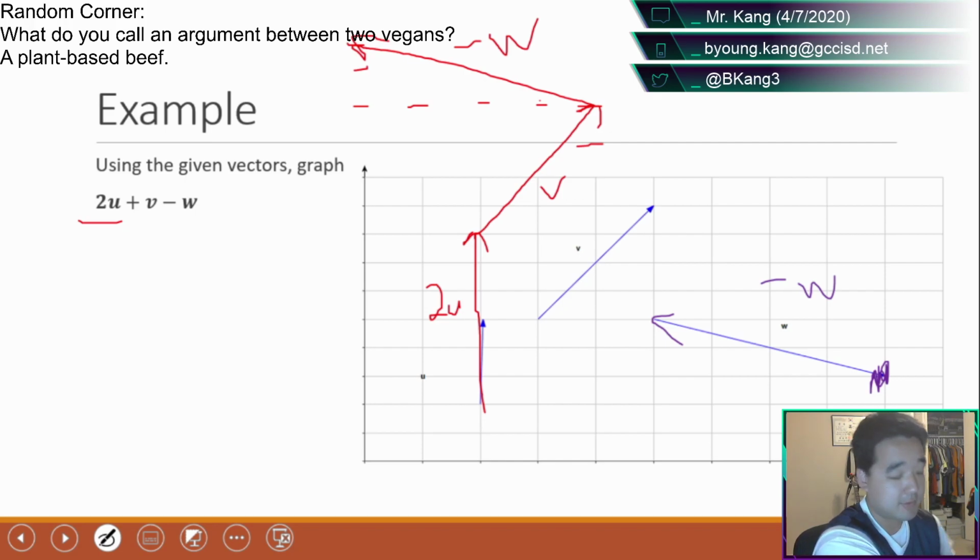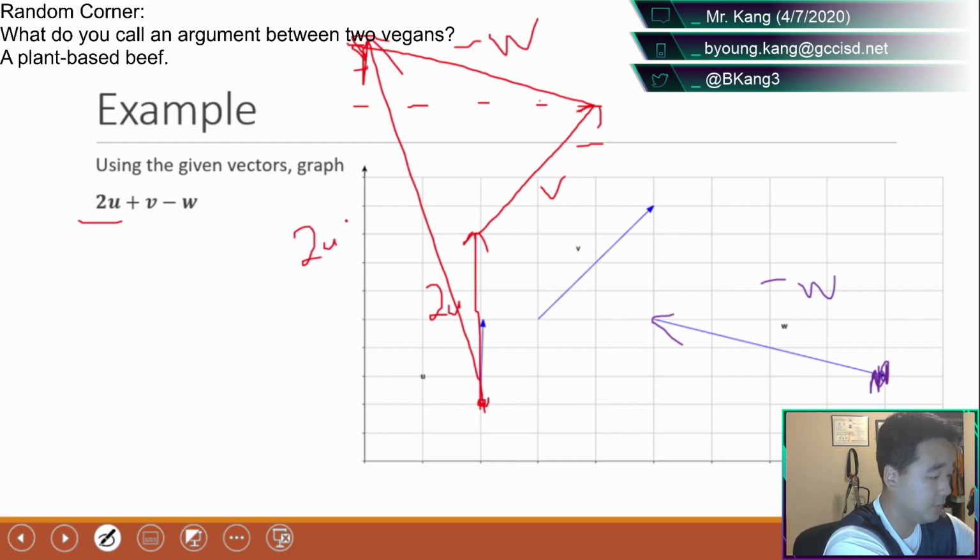So our resulting vector, our final one, starting from the very beginning of the problem up to the end of w. There we go. So there's 2u plus v minus w.